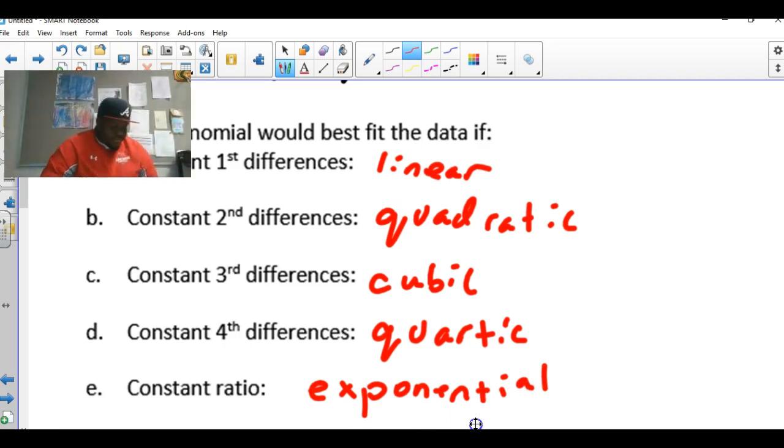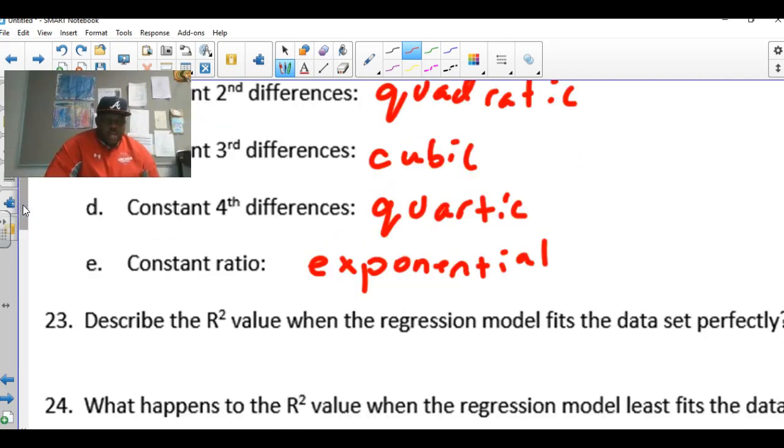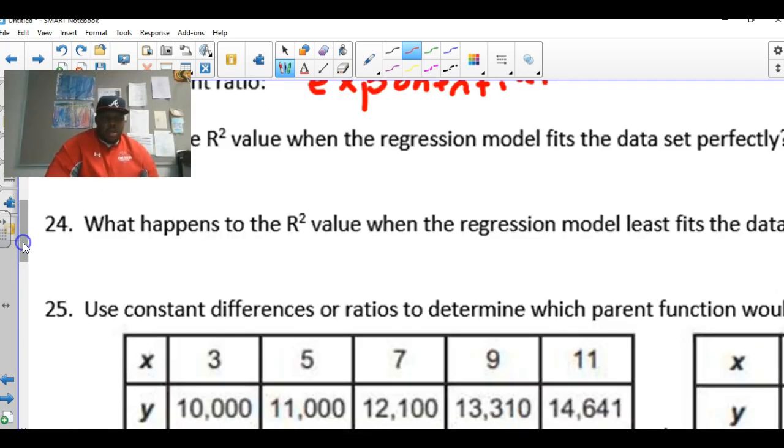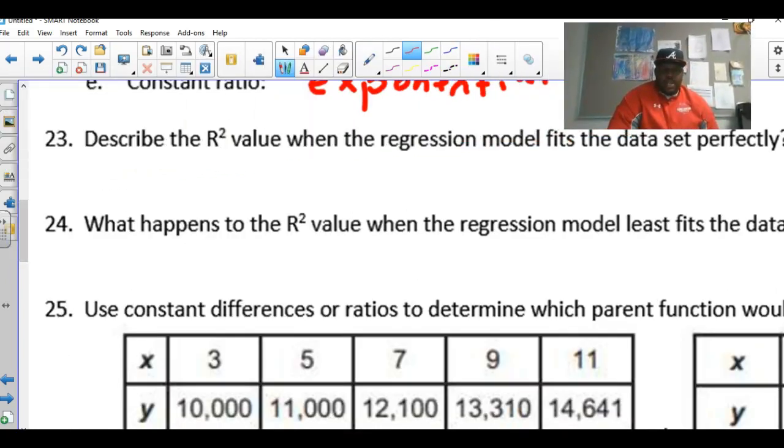Now, let's go ahead and go down to number 23. With 23, guys, it says describe the R-squared value when the regression model fits the data set perfectly. All right, guys, this is when R-squared equals 1. When it's perfect, that means it's 1. What happens to the R-squared value when the regression model least fits the data? When it least fits data, guys, R-squared is 0. Okay.